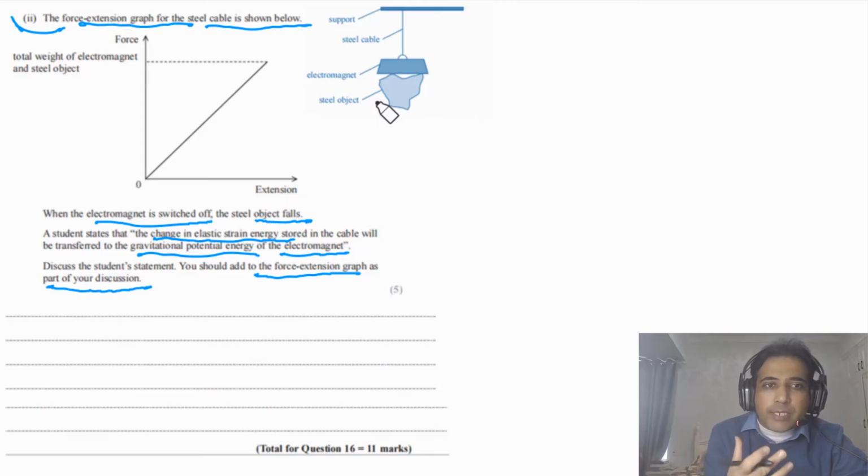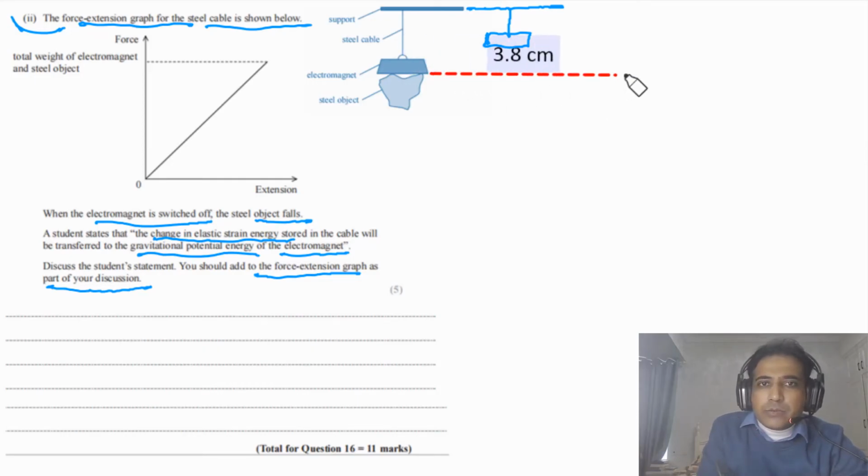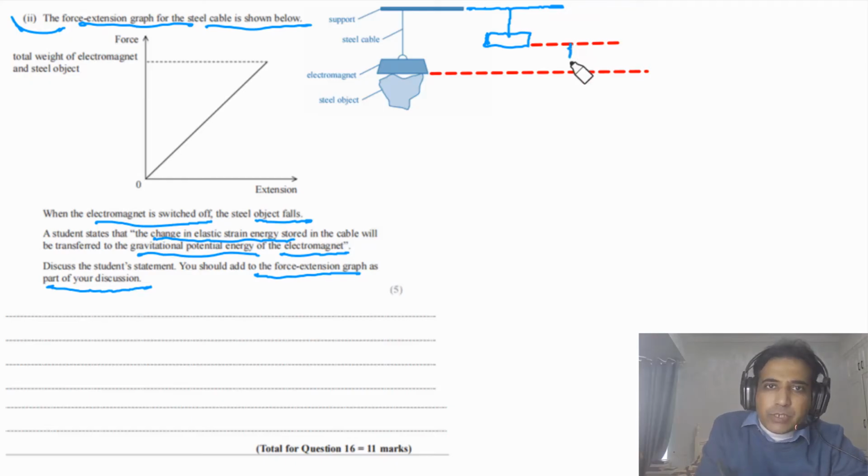First of all, let's try to understand the statement of the student. The student is simply saying when this steel object falls, the magnet, so we can draw this one as the magnet, this magnet will move up. So we can also extend the line here. So this is the line here, and this magnet moves up. For simplicity, we can say this is the change in height. We can say this is delta H.